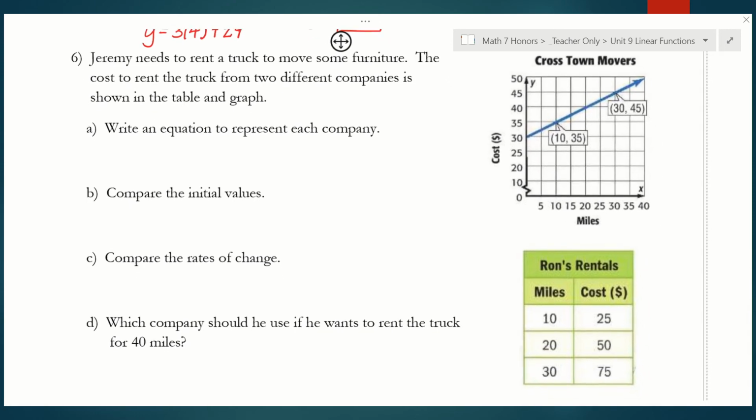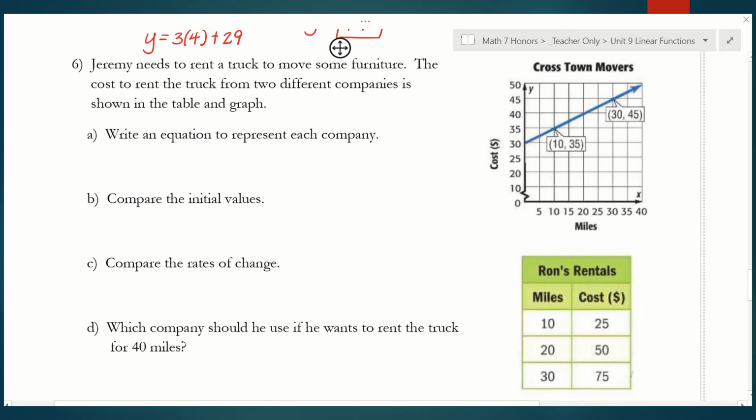Okay, so we're looking at 2 different companies here. We have Crosstown Movers and Ron's Rentals. And part A wants us to write an equation to represent each company. Let's look at Crosstown first. In order to write the equation for Crosstown, we need to first find the slope.